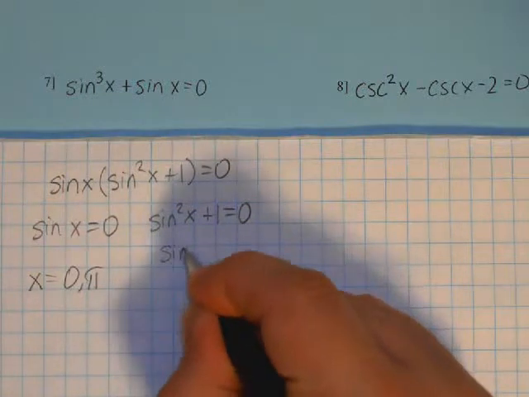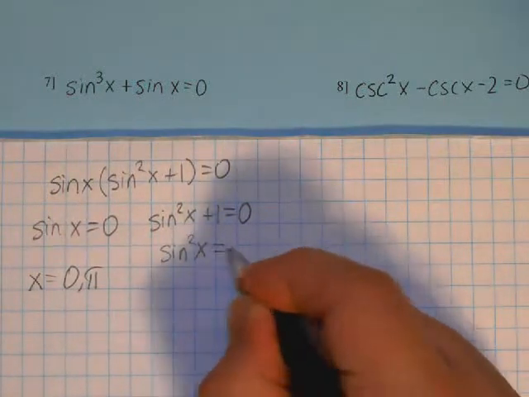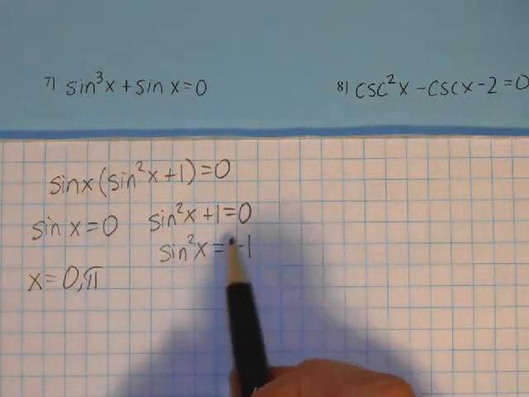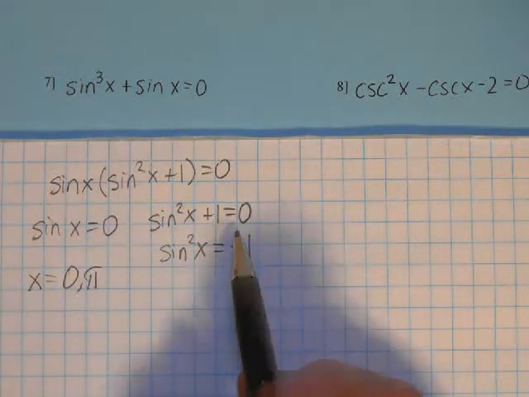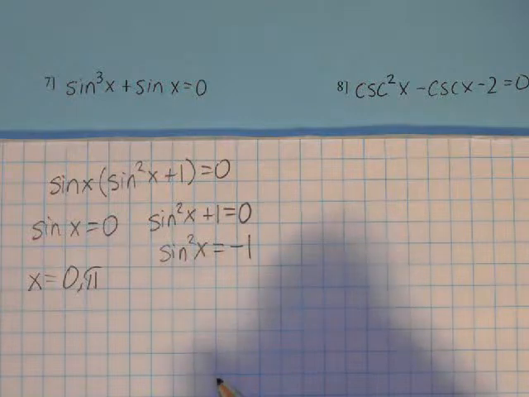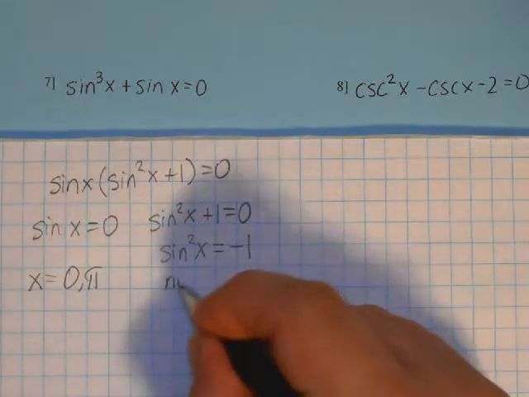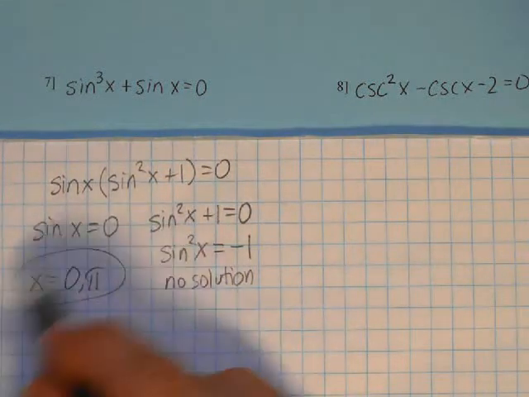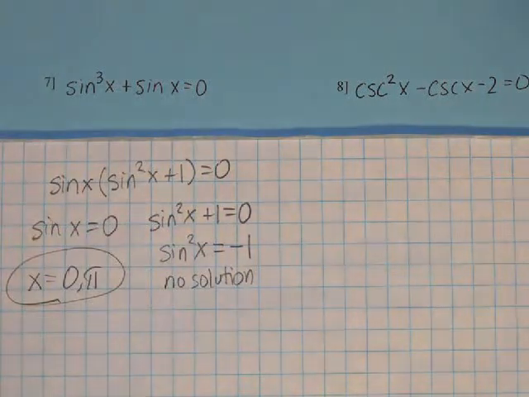Now, when we try to solve this, we get sine squared x equals negative 1. Now, if you take the square root of both sides, you're going to get an imaginary answer for x, or actually for sine of x. So there's no solution for that equation. Our only solutions are 0 and pi.